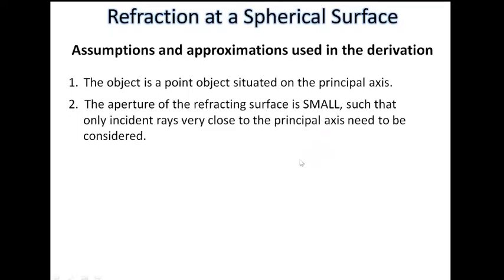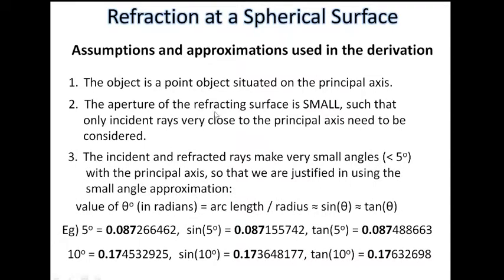Now we make the following assumptions during our derivation. First is that the object is a point object situated on the principal axis. This makes the derivation very simple. The second assumption is that the aperture of the refracting surface is small, such that only incident rays very close to the principal axis need to be considered. This is vital so that we can make use of the third approximation, which is the small angle approximation.